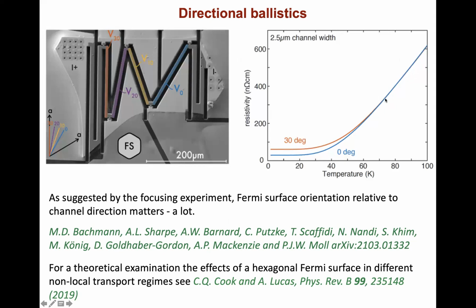As the temperature goes down and the mean free path goes up, that begins to change. And in a 2.5 micron wide channel, we see over a factor of 2 difference between hard direction and easy direction transport. And this is kind of remarkable because these channels are not fully ballistic in the purest sense of the word, because their length is much, much longer.